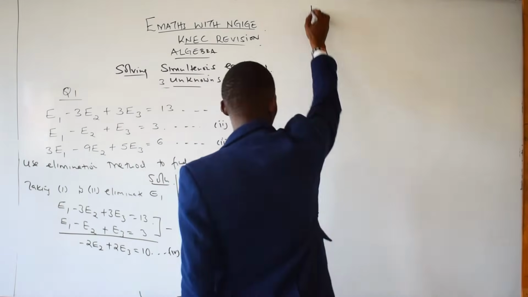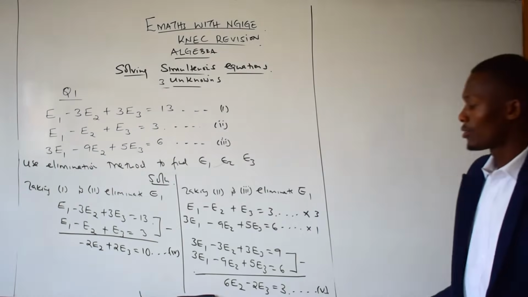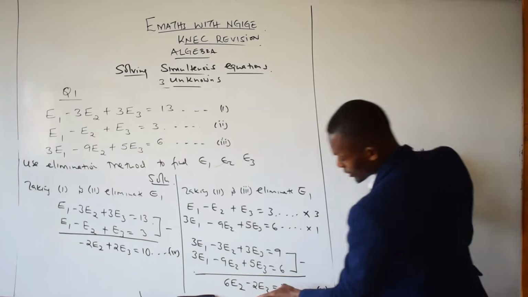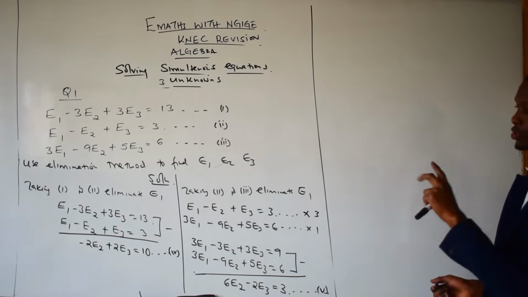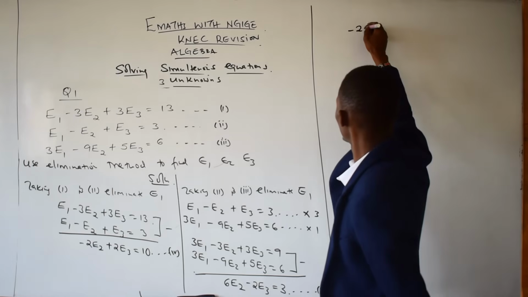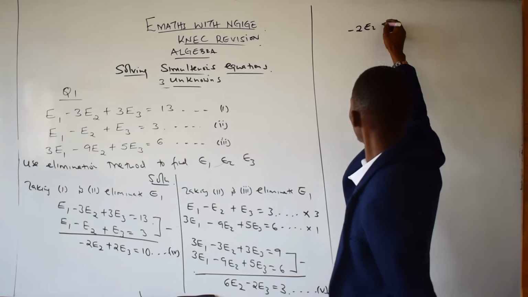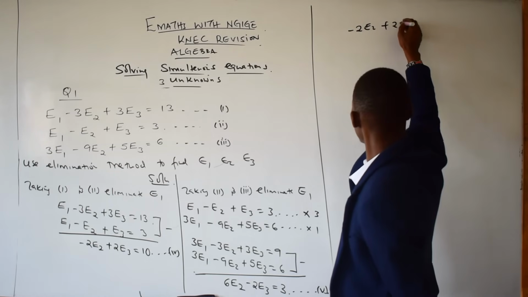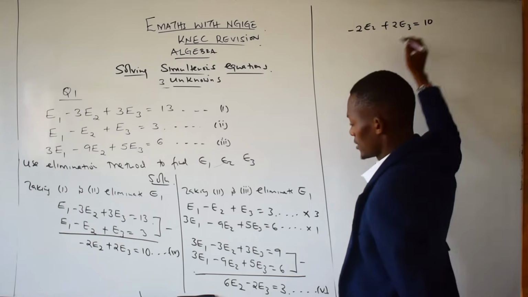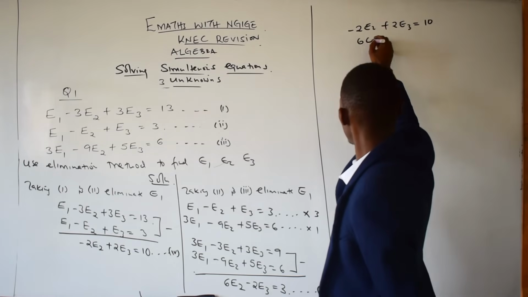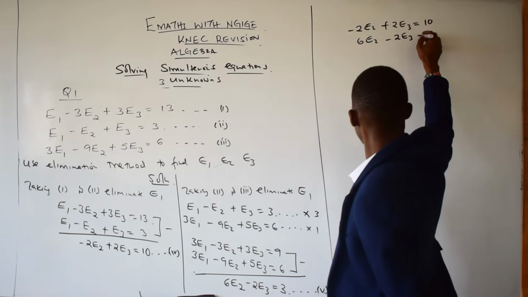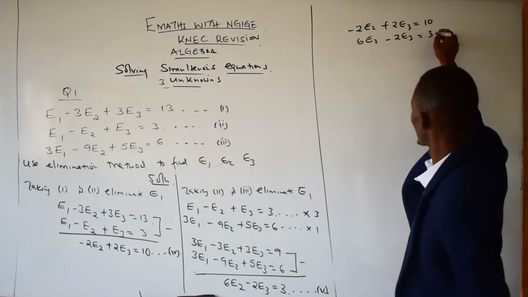Now, at this juncture, you have two equations having two unknowns, E2 and E3. Now again, solve the two equations simultaneously. So you have negative 2E2 plus 2E3 gives you 10. Then we have 6E2 minus 2E3 gives you 3.